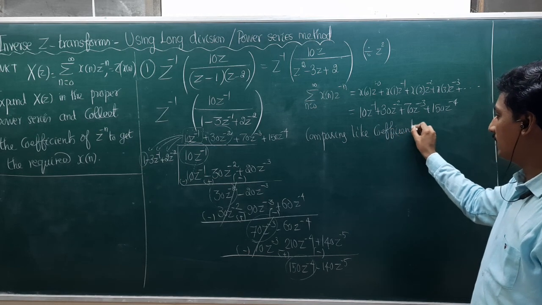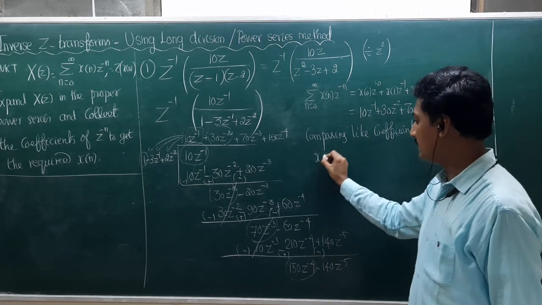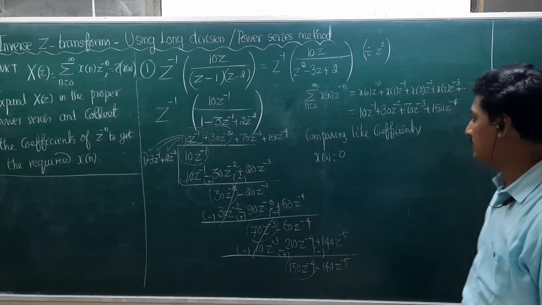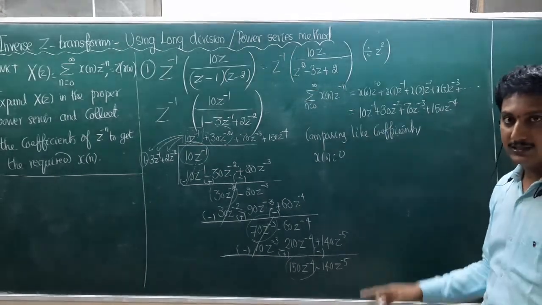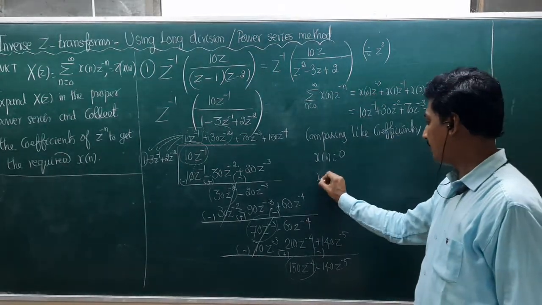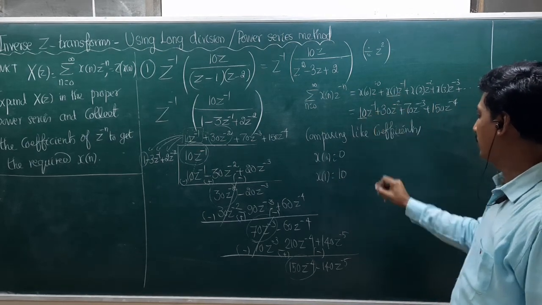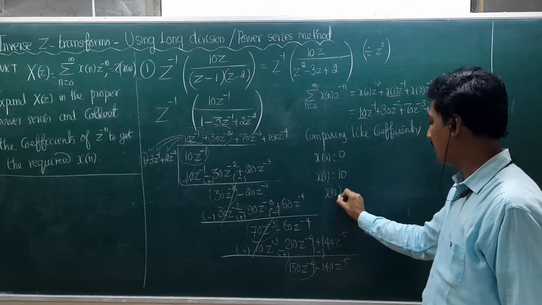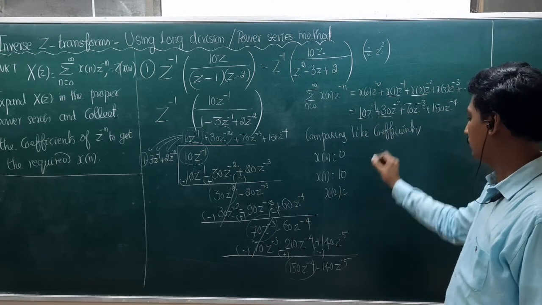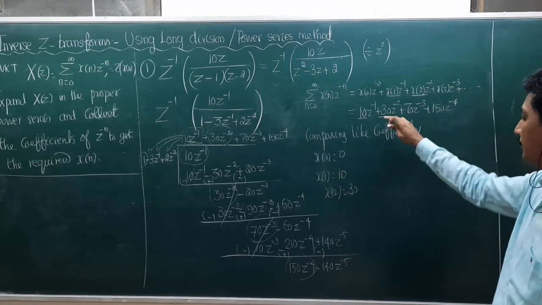When I compare, x of 0 is equal to 0, right? Because there is no z power 0 here. X of 0 is 0. What about x of 1? X of 1 is 10. What about x of 2? X of 2 is the coefficient of z power minus 2.